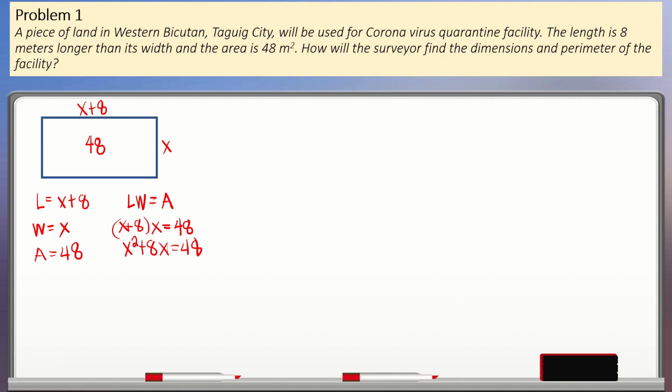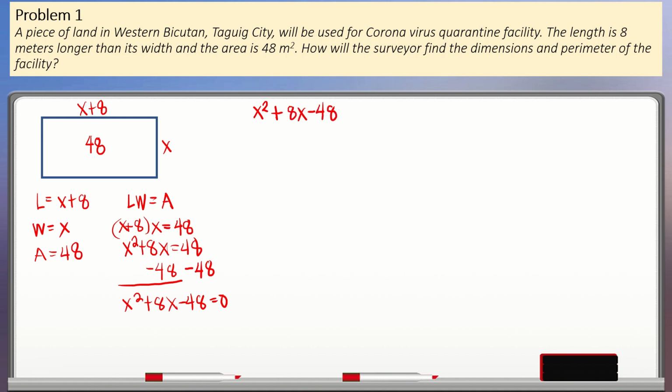So to make this standard, we subtract both sides of the equation by 48. So this becomes x squared plus 8x minus 48 is equal to 0. It's now a quadratic equation in standard form. From here, we can use the different techniques we discussed before on how to solve for the roots or the solution of a quadratic equation.